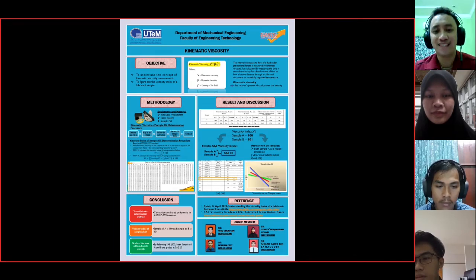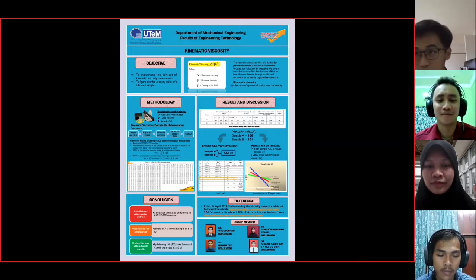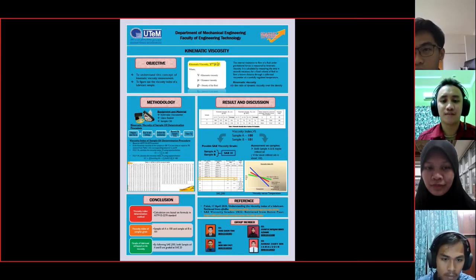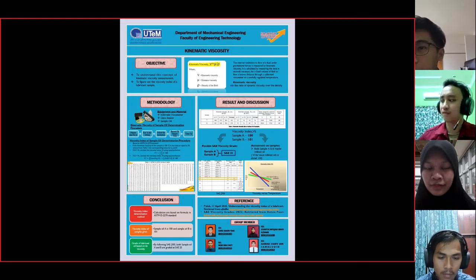Thank you. All right, my name is Chai, and I'm going to explain the results and discussion for the kinematic viscosity experiment. As shown here, Table 1 shows the readings we obtained from the viscometer and how we get the viscosity index from the readings. There are two samples here: the first is the kinematic viscosity at 40 degrees Celsius, and the second is the kinematic viscosity at 100 degrees Celsius.